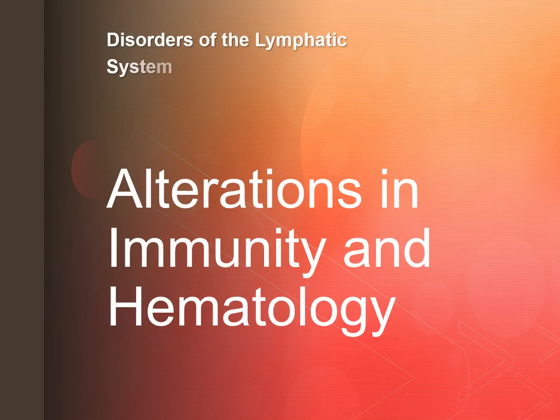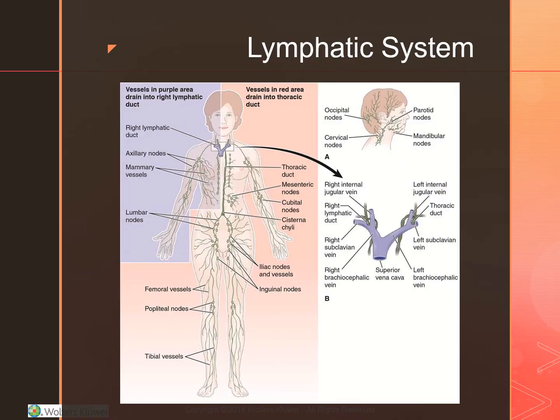Disorders of the lymphatic system. The lymphatic system is a network of vessels that are going to transport lymph. Lymph is a watery substance from the plasma, and it transports it to the lymph nodes that trap, destroy, and remove infectious microorganisms, cellular debris, and cancer cells.